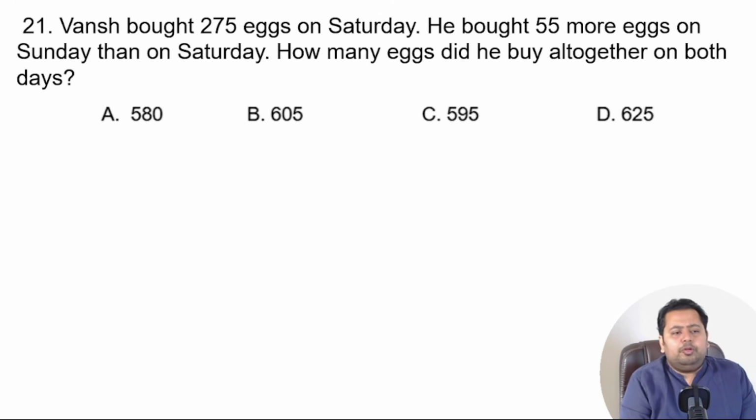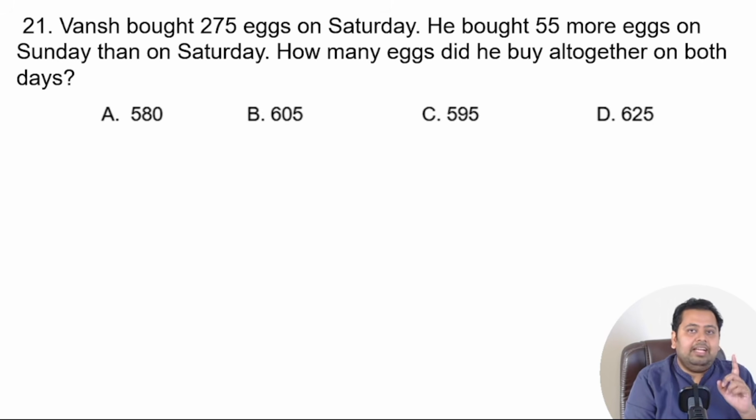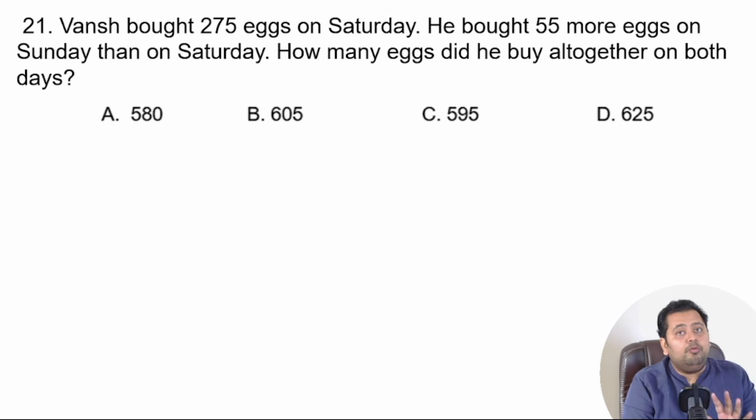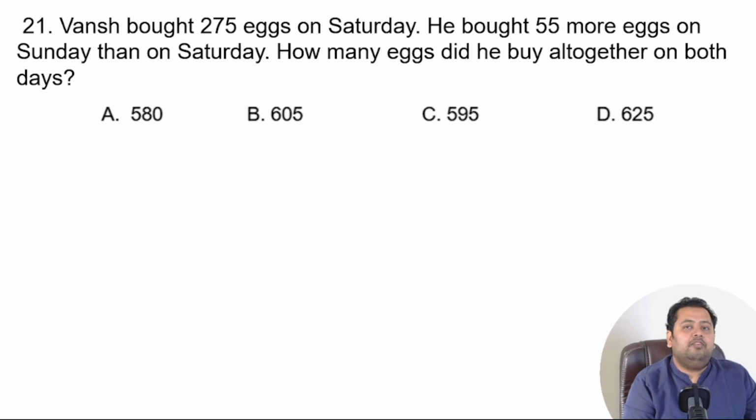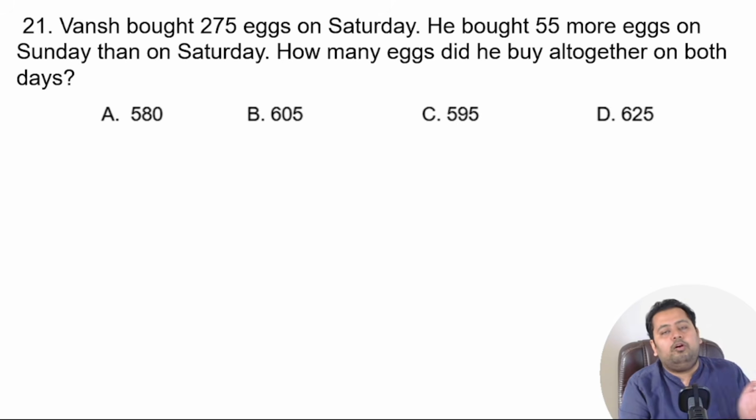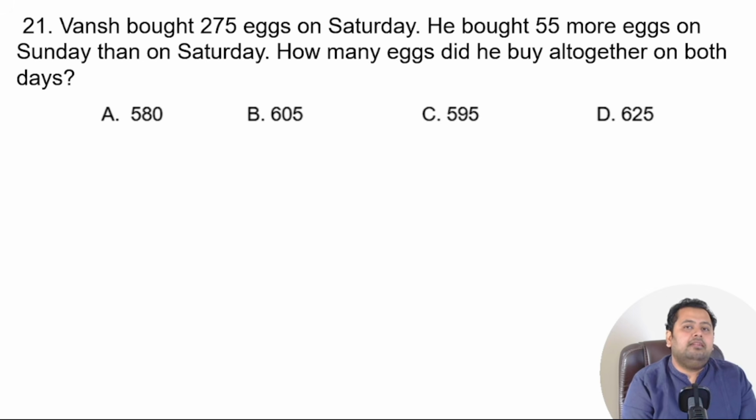Right? So let's go to question number 21. Vansh bought 275 eggs on Saturday. He bought 55 more eggs on Sunday than on Saturday. Right? How many eggs did he buy altogether on both days? On Saturday, he bought 275 eggs. On Sunday, he bought 55 more than on Saturday. Then you have to find out on both days what number of eggs he bought together. Again, pause the video, solve it, we meet the other side.